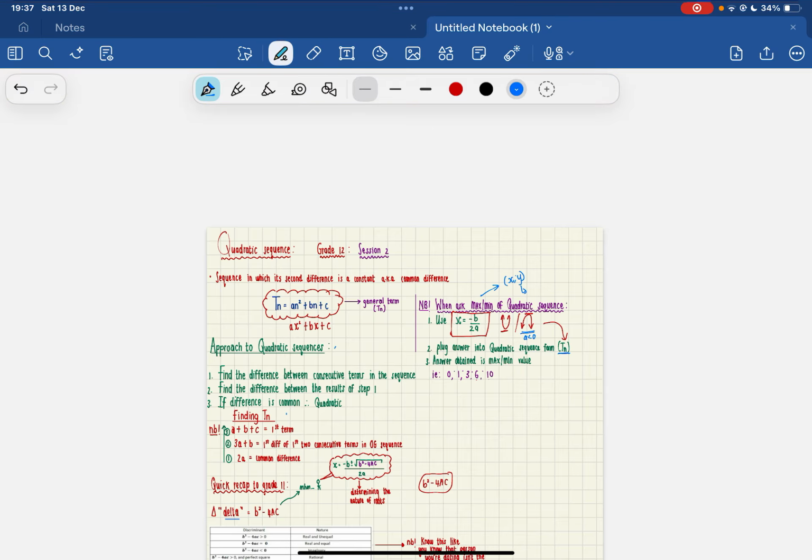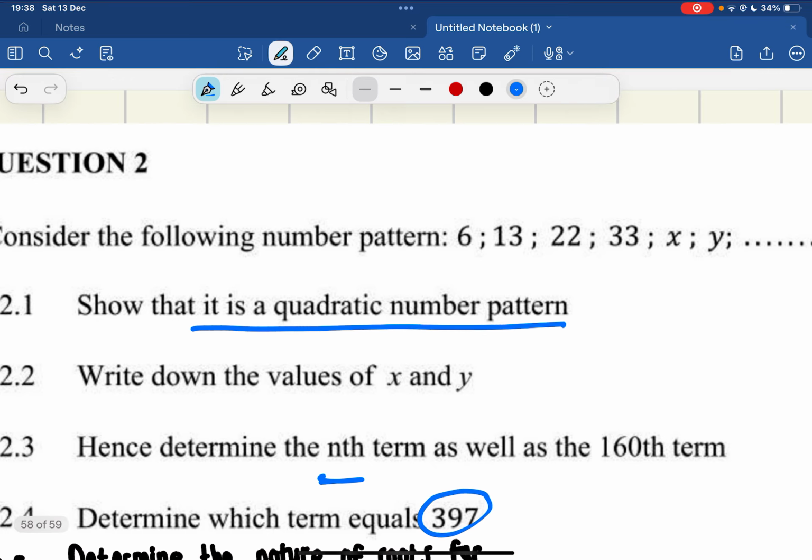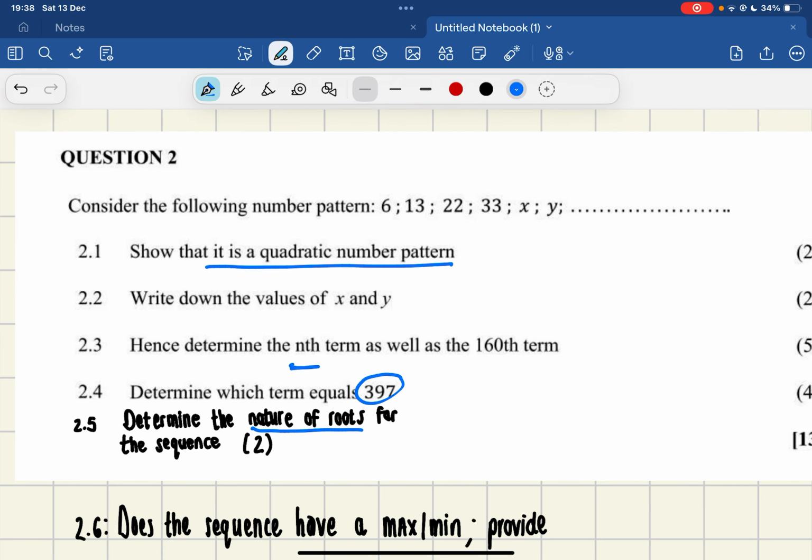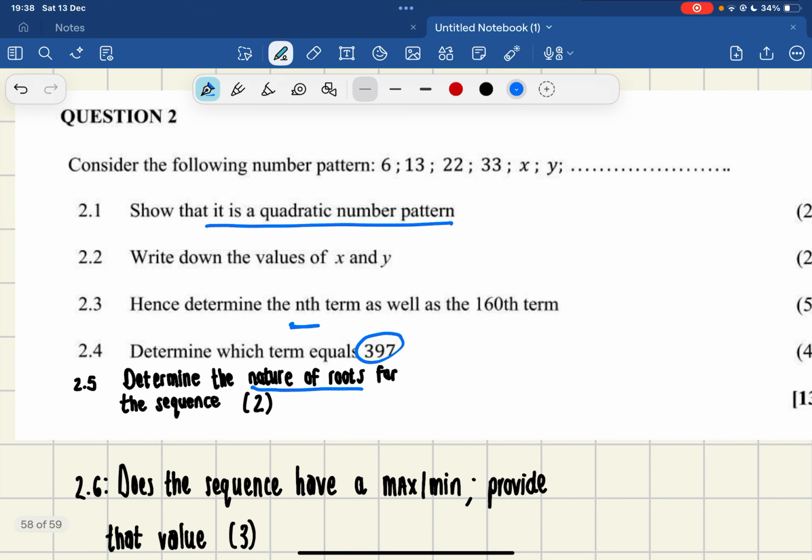That being said, boys and girls, question 2.1. Let's tackle question 2.1. So we see that we are given a number pattern, and we see that we're adding as we go along. The first question asks us to show that this is a quadratic number pattern. Now think back on the first thing I told you guys to do when proving.